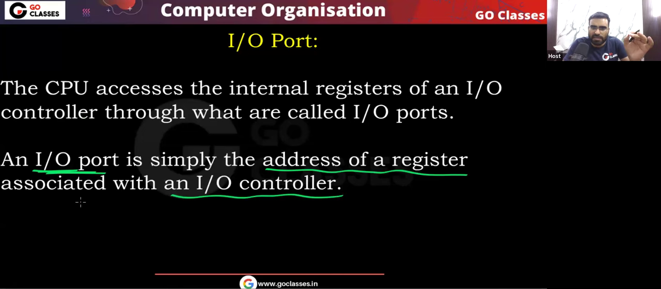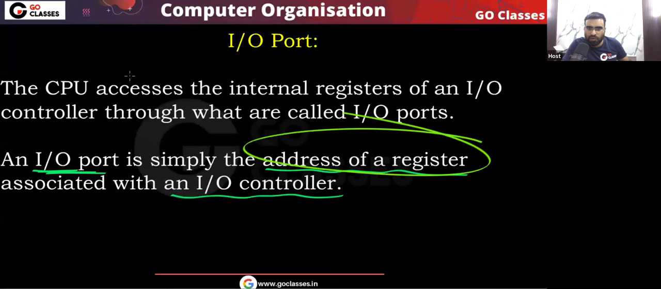Did you understand that inside the controller, inside the interface, you have the device interface? In the device interface, we have different registers: we have a data buffer, we have a status register. Now, did you understand that these registers must have different addresses? So remember the correct definition: IO port is simply the address of a register inside the IO controller.